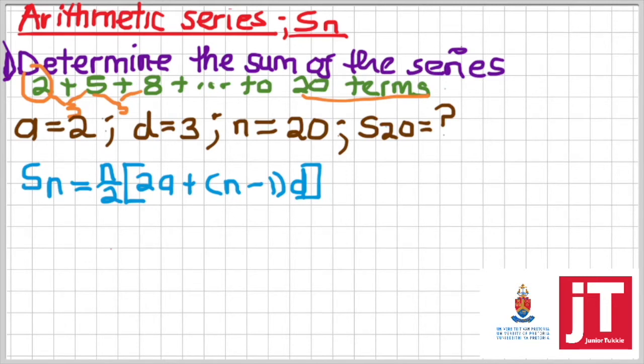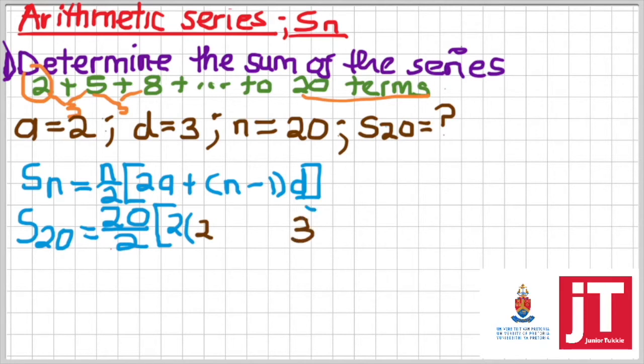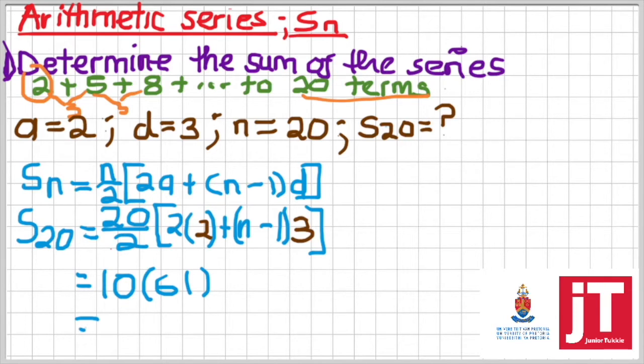Thereafter, we're just going to substitute the values that we have stated above. We're going to get S20 is equal to 20 over 2 into (2 times 2 plus 19 times 3), where our common difference is 3. It's a case of just substituting there, quite easy. We proceed and simplify. We're going to get 10 times 61, and simplifying that we get S20 to be 610. So the sum of these first 20 terms will give us 610. We proceed to the next question.